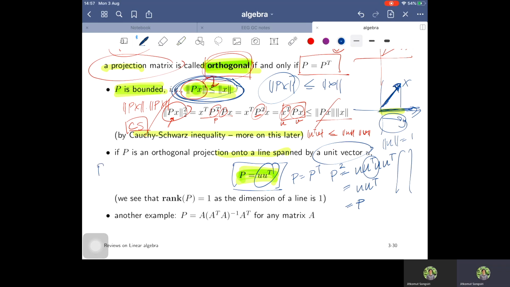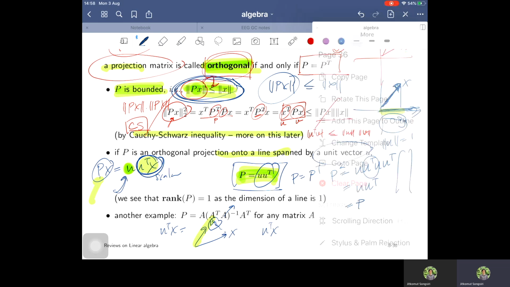Because if you multiply P with X, what you get is UU transpose X, right? But of course, the latter is basically a scalar: U transpose X or X transpose U. If you have two vectors, U and X, and U has a unit norm, the inner product gives the magnitude of X when you project it on the direction of U. So this is a scalar. And Px is a new vector that lies in the same direction as U, and the magnitude of that vector is determined by the inner product between X and U.